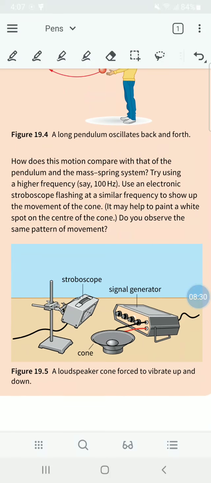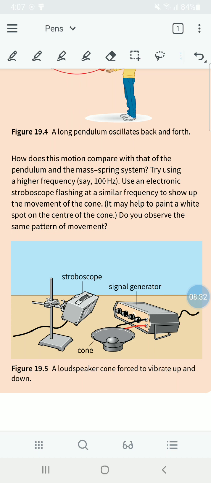How does this motion compare with that of the pendulum and the mass spring system? Try using a higher frequency, say 100 Hertz. Use an electronic stroboscope flashing at a similar frequency to show up the movement of the cone. A stroboscope is a kind of light system that acts as a flash, so that it freezes the movement, and so we can see how it is moving. It may help to paint a white spot on the center of the cone. Do you observe the same pattern of movement?